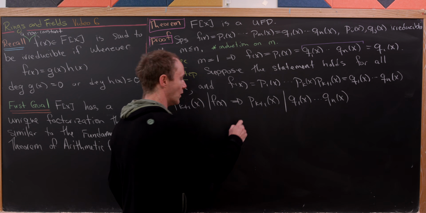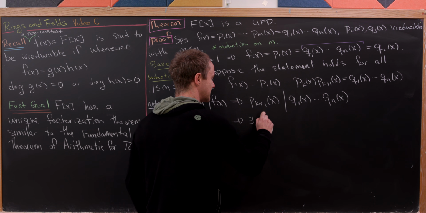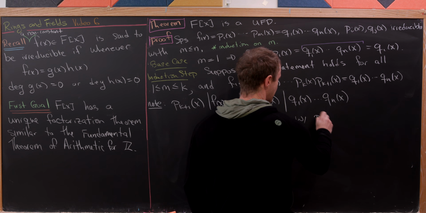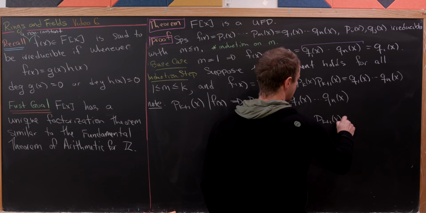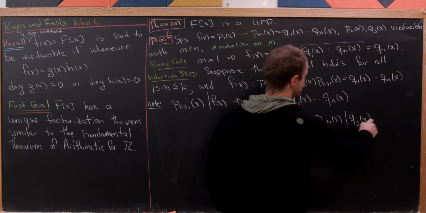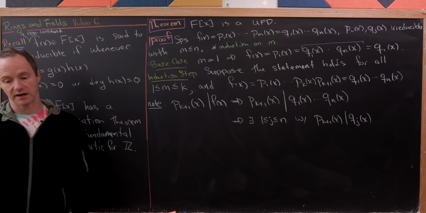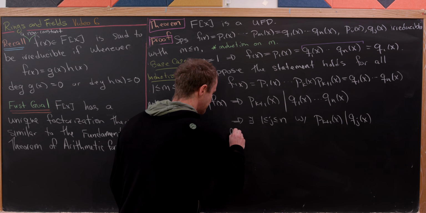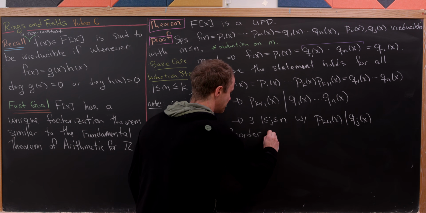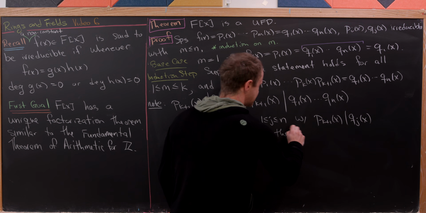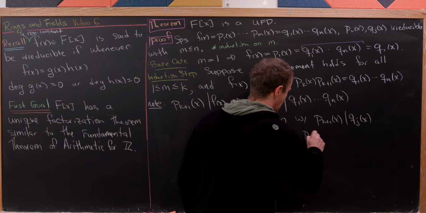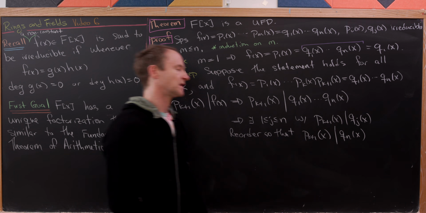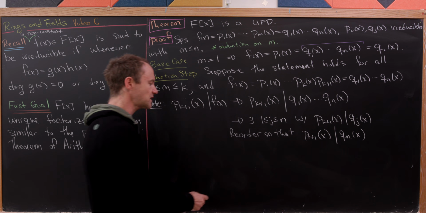So anyway, what that tells us is that there exists a j, which is between 1 and n, with pk plus 1 of x divides qj of x. Okay, nice. But now we're going to do a simplification step, and that simplification step is to reorder so that we have pk plus 1 of x actually divides qn of x. Okay, good.